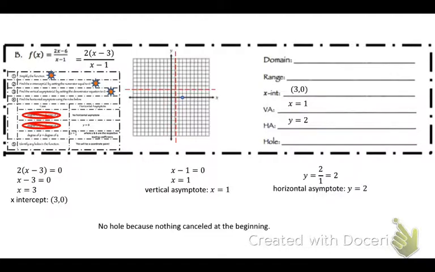Holes, there's no holes because nothing canceled at the beginning. And then you just look and see what point do I have. We have that x-intercept right there. So that's going to be that side of the graph, and that's the other side of the graph. Okay, now my domain, negative infinity to 1, then 1 to infinity. My range, negative infinity to 2, and then 2 to infinity.